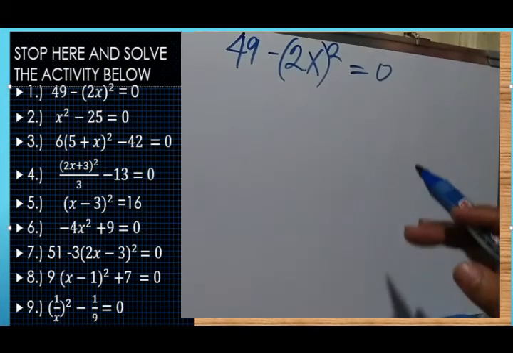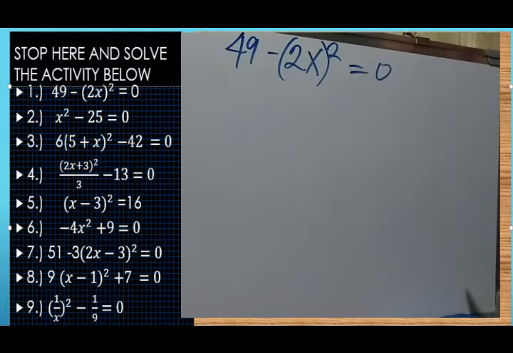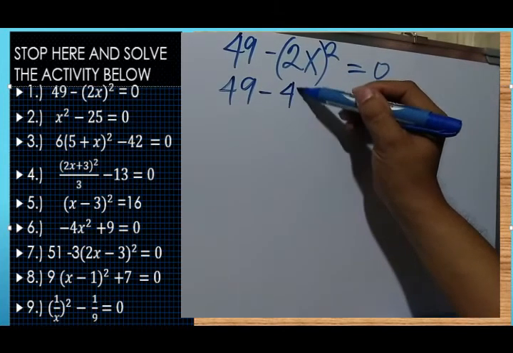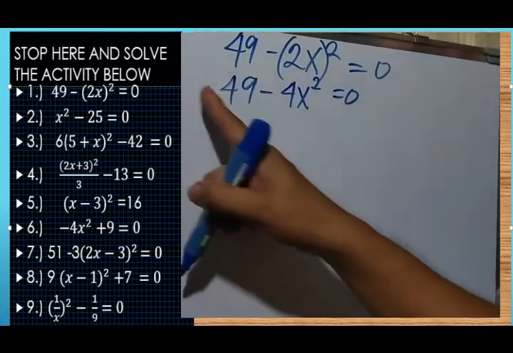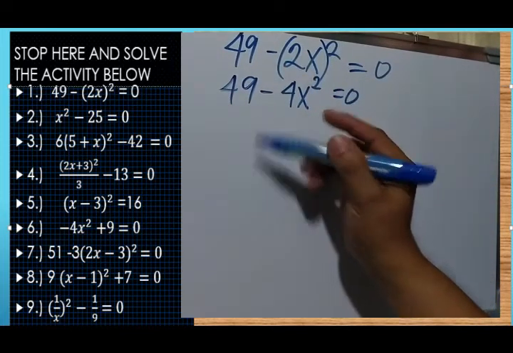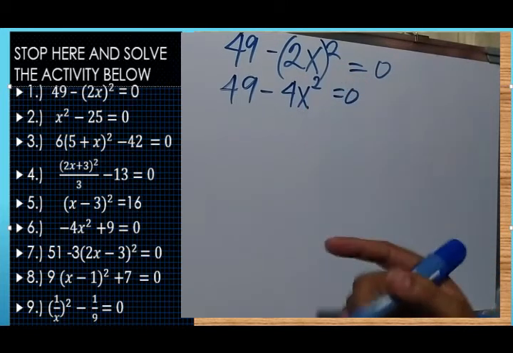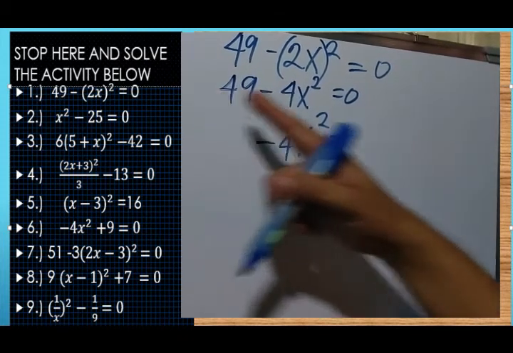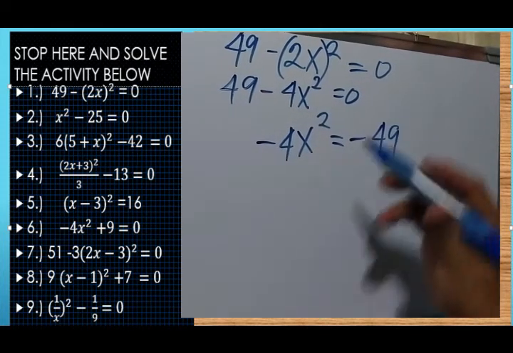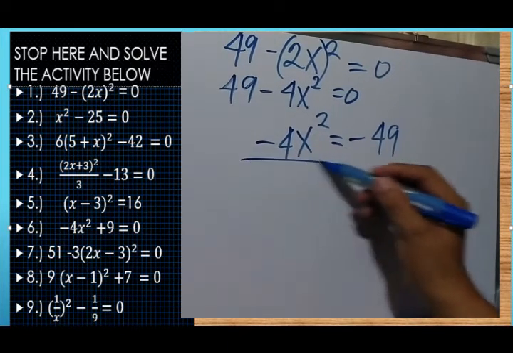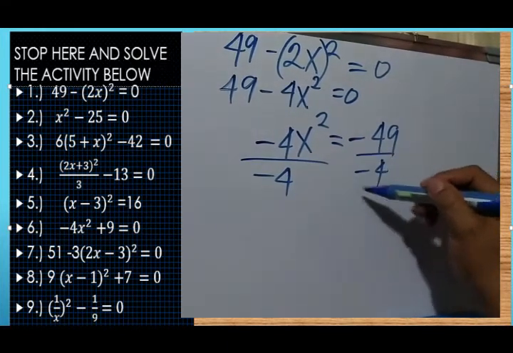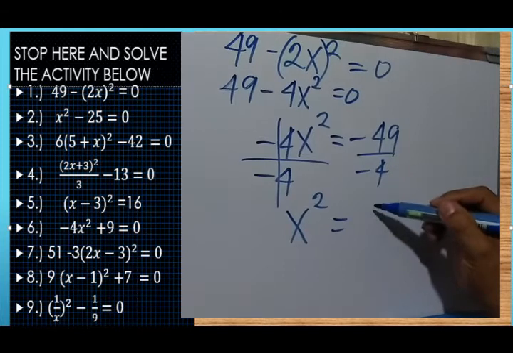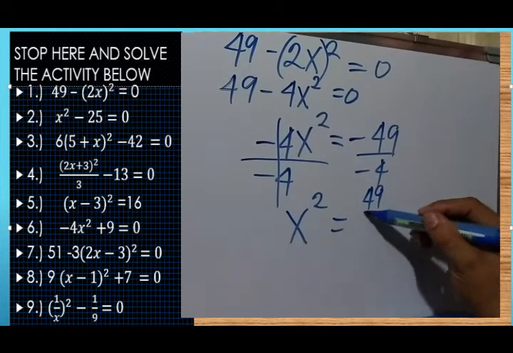We have 49 minus the square of 2x is equal to 0. So we write 49 minus the square of 2x, which is 4x squared, is equal to 0. Deduct 49 on both sides to cancel 49. That is to isolate our negative 4x squared. So we now have negative 4x squared is equal to negative 49. Okay, so divide all terms by negative 4. We now have x squared is equal to negative divided by negative is positive. So we just copy 49 over 4.